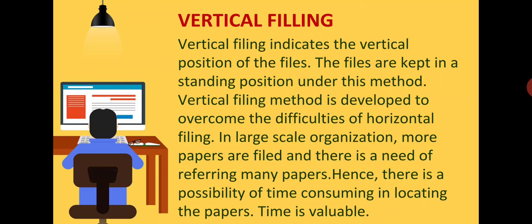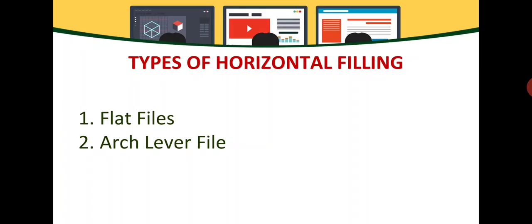One point was remaining in our last session, that is types of horizontal filing. Basically, there are two types of file through which the horizontal system is going to be adopted. The first one is flat files and the second one is arch lever file. As we all know, flat files are the normal files which we have at our homes.